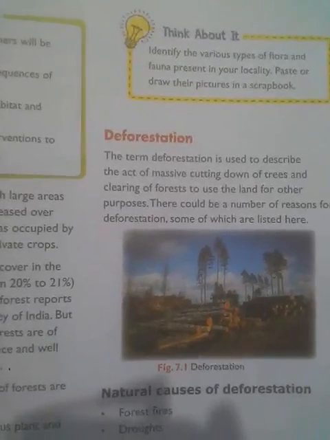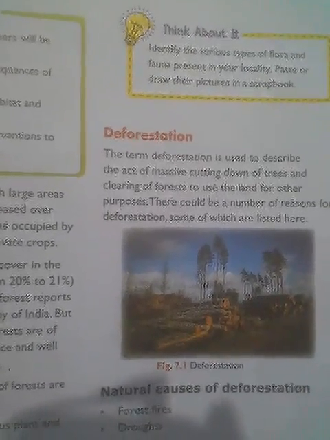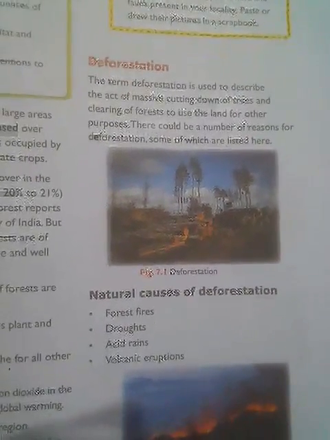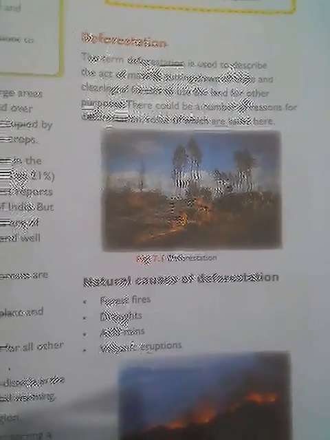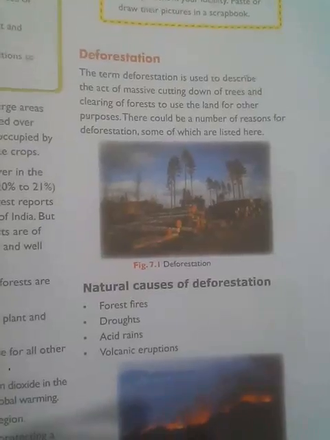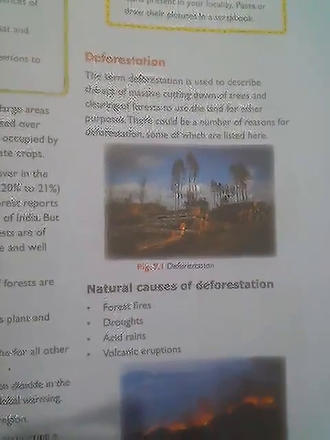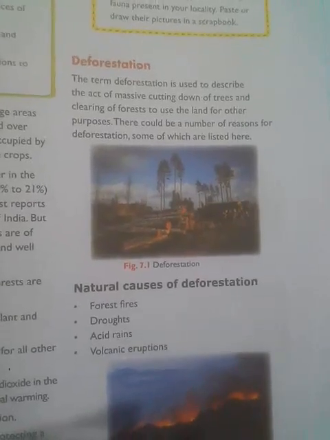Deforestation is mainly caused by two reasons. One of them is human beings, and another one is natural causes. First we're going to see some natural causes: forest fire, drought, acid rain, and volcanic eruption. Sometimes because of very high temperature, a forest fire might occur, which destroys the whole forest area.